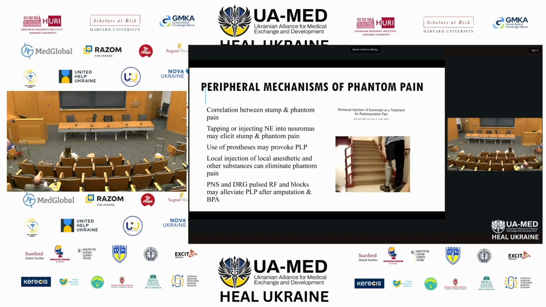There are other mechanisms. We know that there are peripheral mechanisms. This is a very big thing now. There's a correlation between residual limb and phantom limb pain. There are sympathetic components. If you inject norepinephrine around neuromas, it can elicit both. People have Tinel signs. Prosthetics can provoke phantom limb pain. And when you inject local anesthetic and other substances, like around the dorsal root ganglia, you can relieve it. Lots of treatments are aimed at the end neuromas.